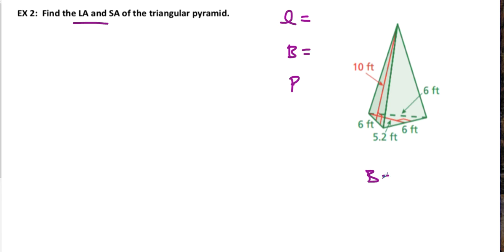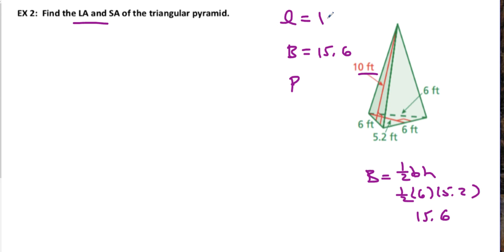So we can find big B by doing our old middle school formula, base times height. We do 1/2. It's an equilateral, so the base is just going to be 6. And then times 5.2. All right? And that gives us 15.6. So our big B is 15.6. We take L right off the problem. And our perimeter is just 6 plus 6 plus 6, which is equal to 18.